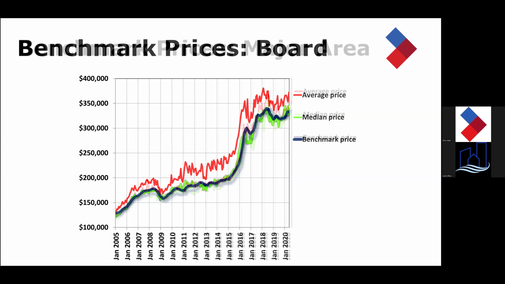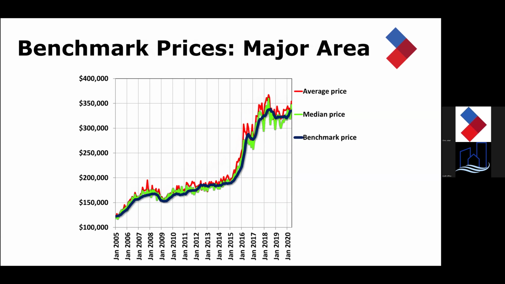And as we zoom in from the board to a major area, we see more volatility in the average and median prices. And this is because as the sample size of sales activity gets smaller, it becomes easier for a handful of, let's say, high-end sales to distort averages and medians from one month to the next, if you think back to the classroom of children and the basketball example. Now, these movements are not reflected in the benchmark price because, again, it is a constant quality comparison of prices.